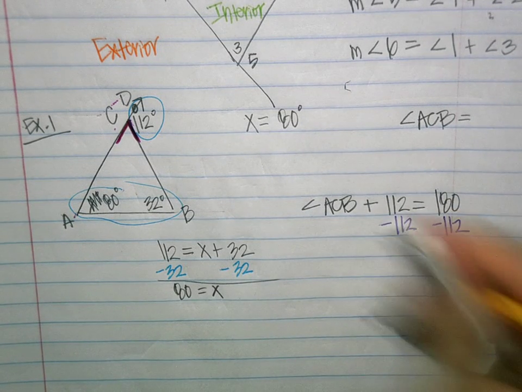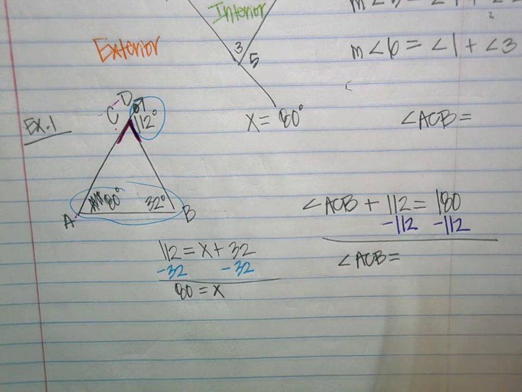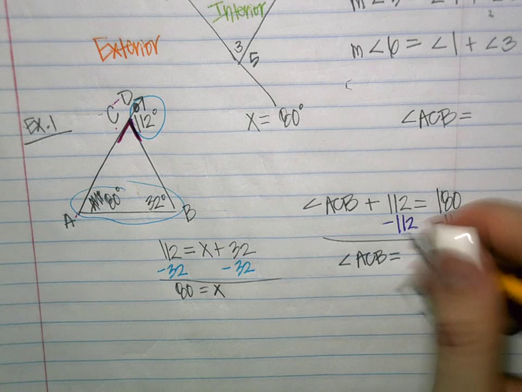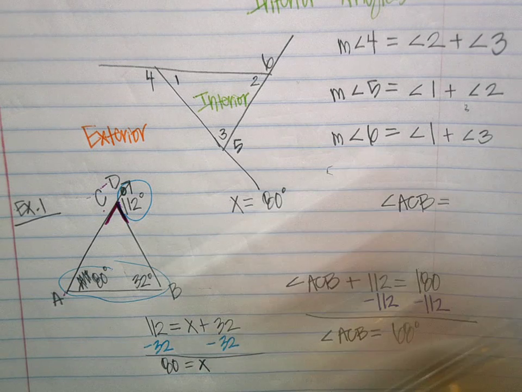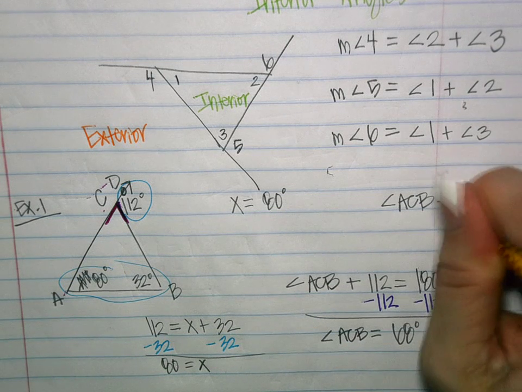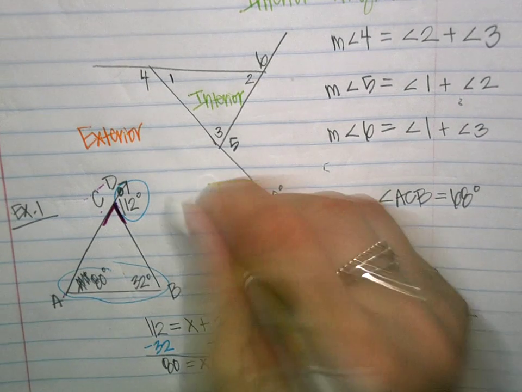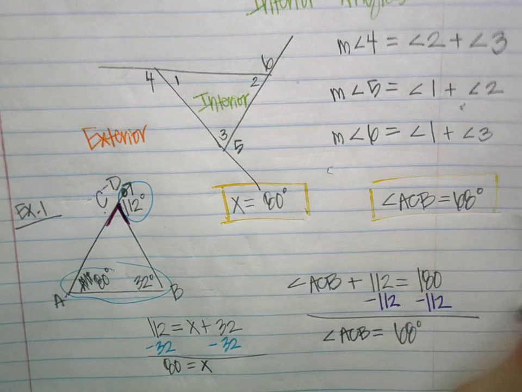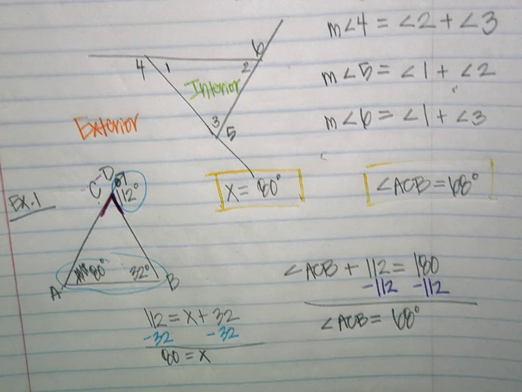Okay, so you could use stuff that we learned on Monday or on Tuesday. So angle ACB is equal to, what's 180 minus 112? 68 degrees. Okay, so x is equal to 80, measure of angle ACB is equal to 68 degrees. Do we have questions on how I did that? Okay, so this is exactly the same stuff that we've been doing the past 2 days. It's just shown in a little bit different way. So we're kind of combining Monday and Tuesday together.